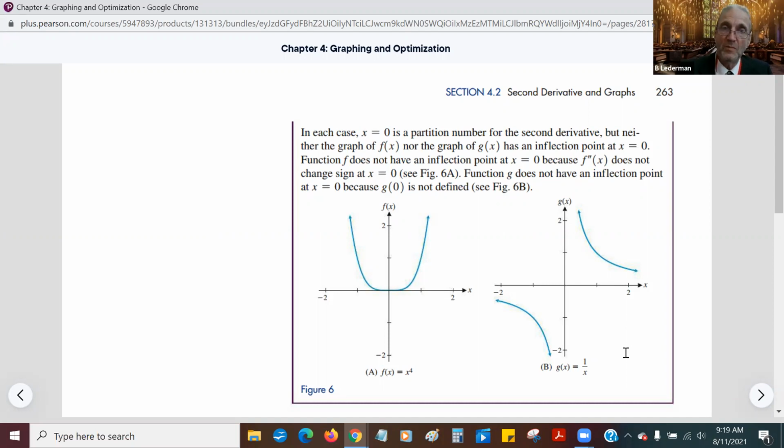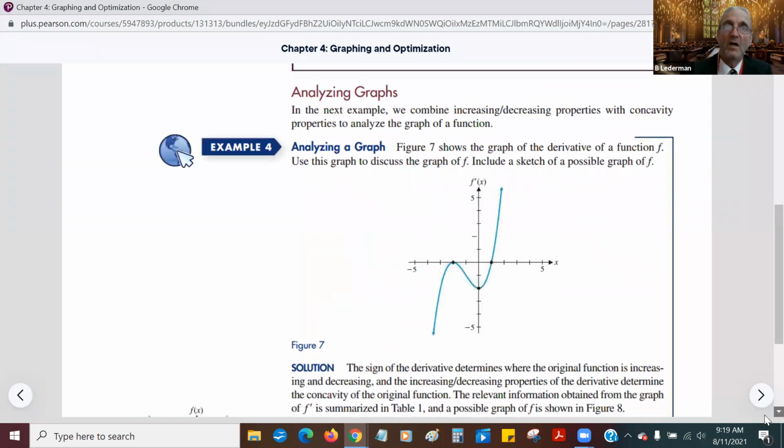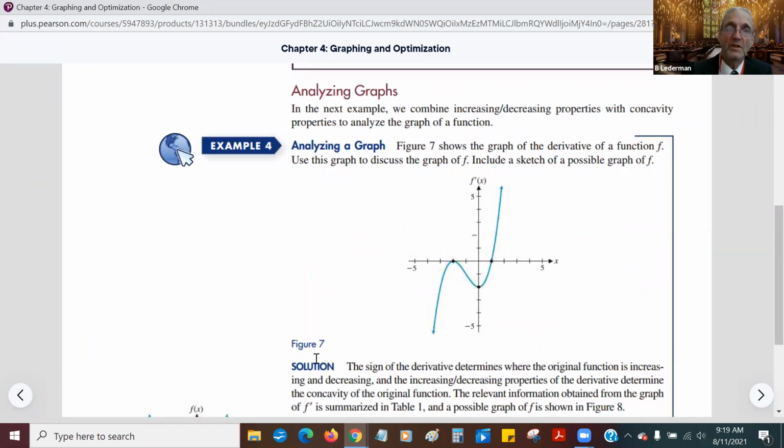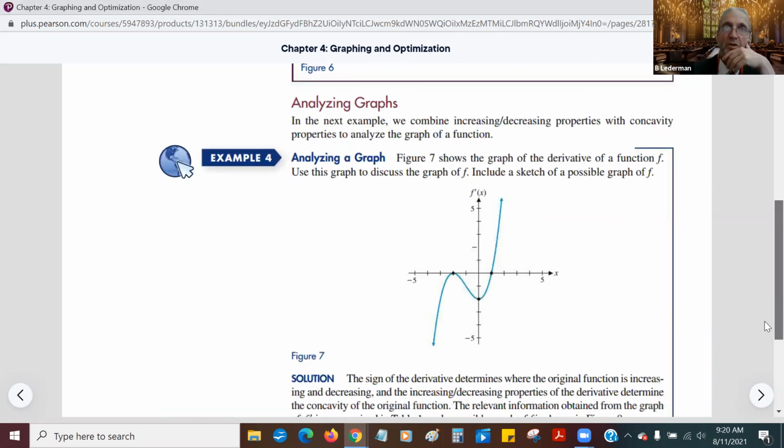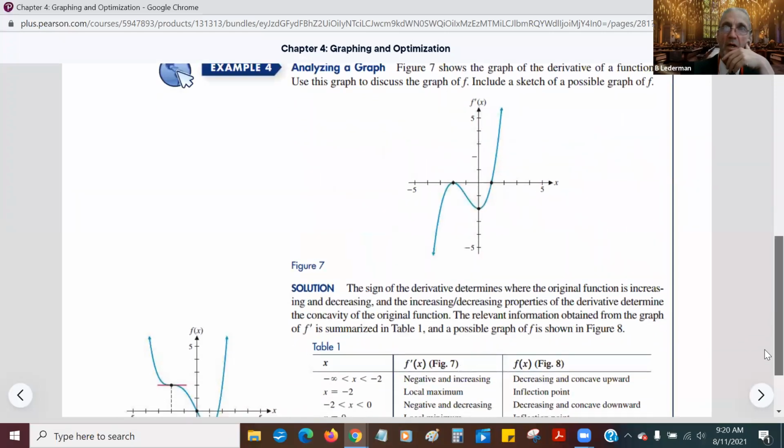So just because you get one of these, when the second derivative equals 0, you can't just go, okay, I'm going to take derivatives. You have to check it out. You have to check it out. That's what I'm trying to say, with a little common sense. In other words, even though g is going from concave down to concave up, it's not an inflection point because g of 0 is not defined. This is what we're saying over here. Okay, let's look at the next example. Here we go. Here we have a graph.